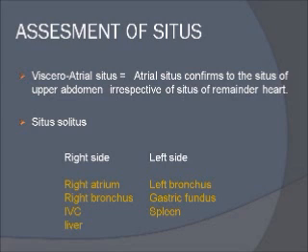and liver, and on the left side we should have left bronchus, gastric fundus and spleen. But sometimes the heart is towards the right side, that is called dextrocardia. There may also be situs inversus, where there is dextrocardia as well as the abdominal organs also situated in the reverse way. So the first thing is assessment of the situs. I told you what things should lie on the right side and what things should lie on the left side.